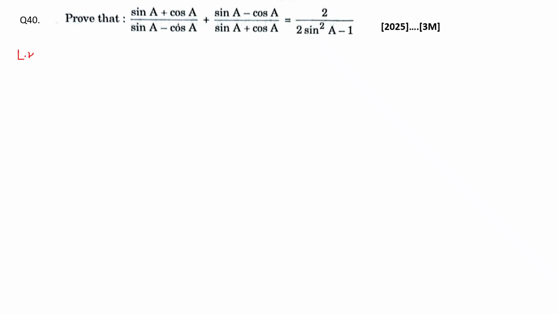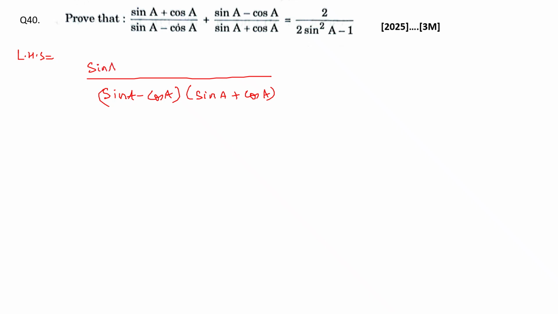So LHS I am taking. LCM will be (sin A minus cos A) into (sin A plus cos A). So here it will be (sin A plus cos A) whole square plus (sin A minus cos A) whole square.